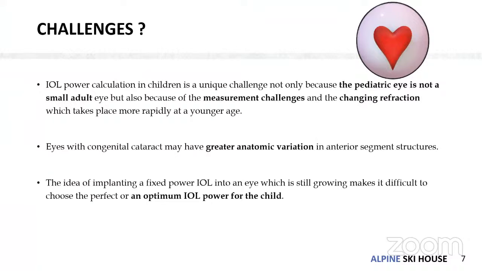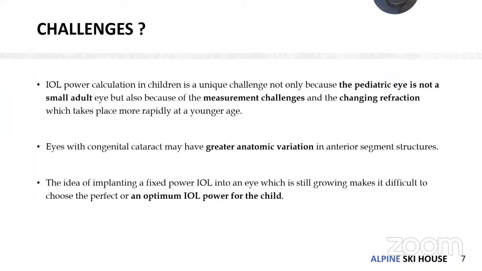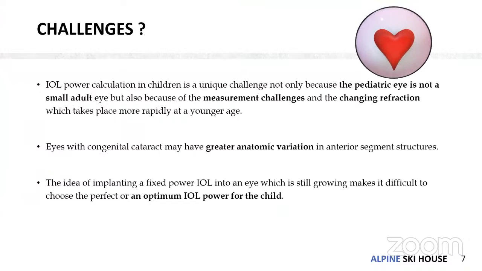So now, what are the challenges in pediatric cataract? IOL power calculation in children is a unique challenge, not only because the pediatric eye is not a small adult eye, but also because of the measuring challenges and the changing refraction, which takes place more rapidly at a younger age. Eyes with congenital cataract may have greater anatomical variation. The idea of implanting a fixed power IOL into an eye which is still growing makes it difficult to choose the perfect or optimal IOL power for children.